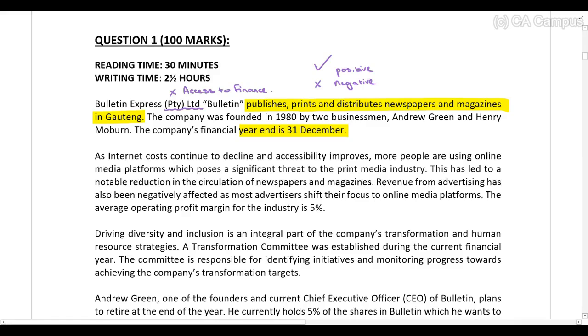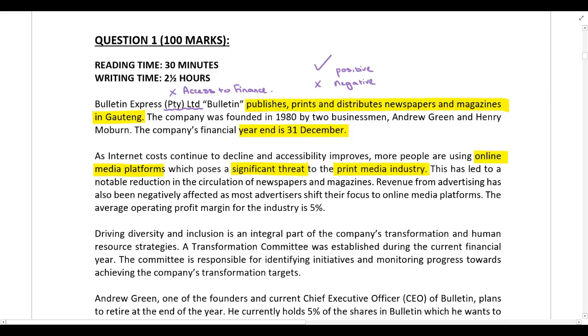As internet costs continue to decline and accessibility improves, more people are using online media platforms, which poses a significant threat to the print media industry. This has led to a notable reduction in the circulation of newspapers and magazines. Revenue from advertising has also been negatively affected, as most advertisers shift their focus to online media platforms. The average operating profit margin for the industry is 5%.